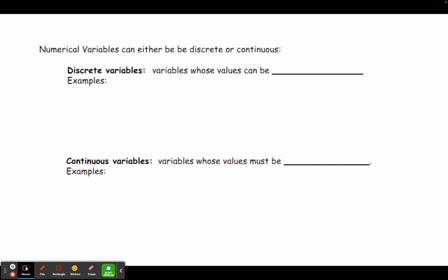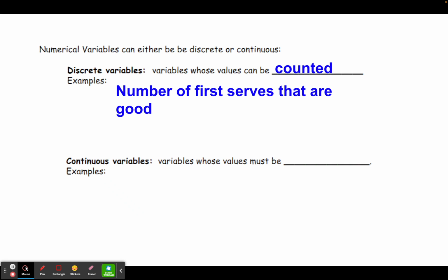Now, numerical variables can be further classified as being either discrete or continuous. Discrete variables are variables whose values can be counted. For example, in a tennis match, if you count the number of first serves that are good, that would be a discrete variable. Continuous variables are variables whose values must be measured. For example, if you talk about the speed of a first serve, that would be a continuous variable because we would have to measure that maybe with a radar device or something.